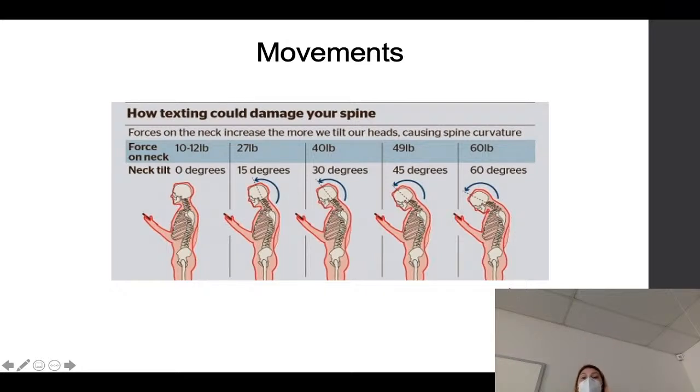So you should always, and that's why if you're sitting at a computer, they talk about ergonomics, making sure that the computer is eye level with you so you're not having to look down and not messing up your neck.